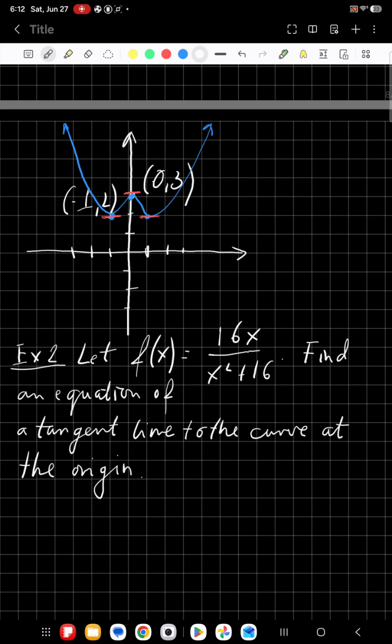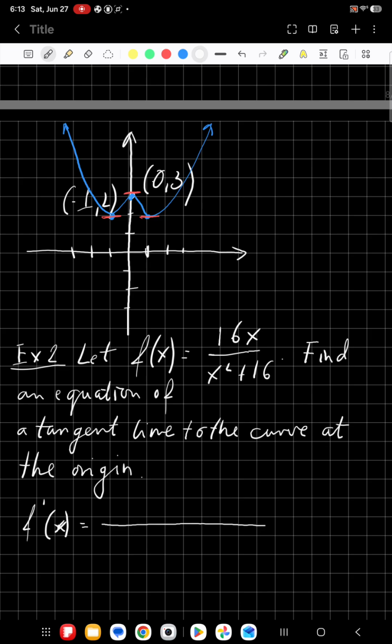Okay, so again, we need to find the slope. The slope is related to the first derivative, so we'll calculate the first derivative, f prime of x. This is a pretty simple calculation. I mean, it's not simple, it's just quite laborious. So maybe at this point, you could write the formula for the first derivative of a quotient, the quotient rule.